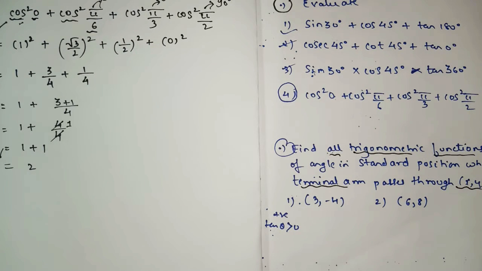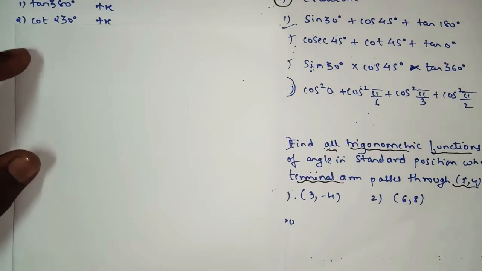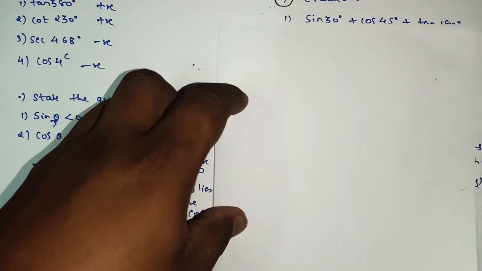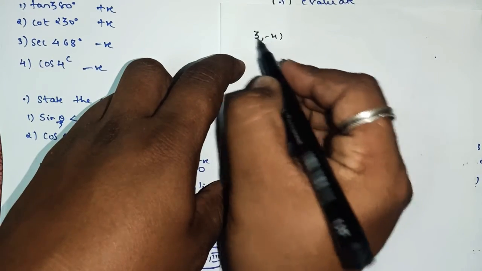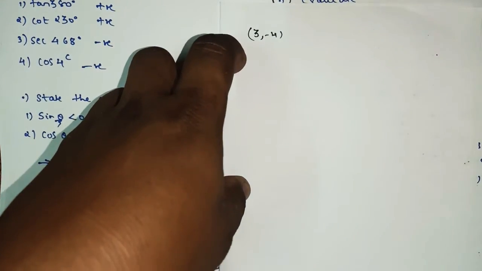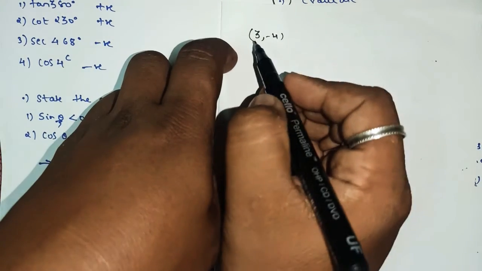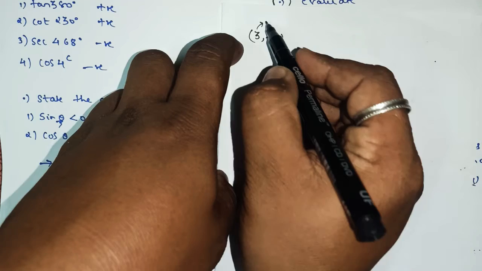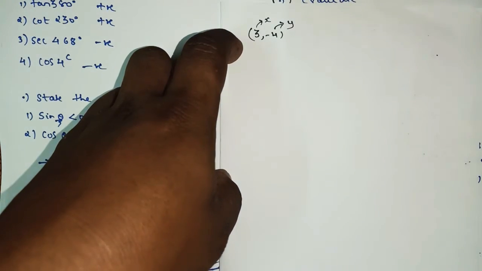Here we have 3 comma minus 4. So here 3 is the X coordinate, and minus 4 is the Y coordinate. Yes or no?